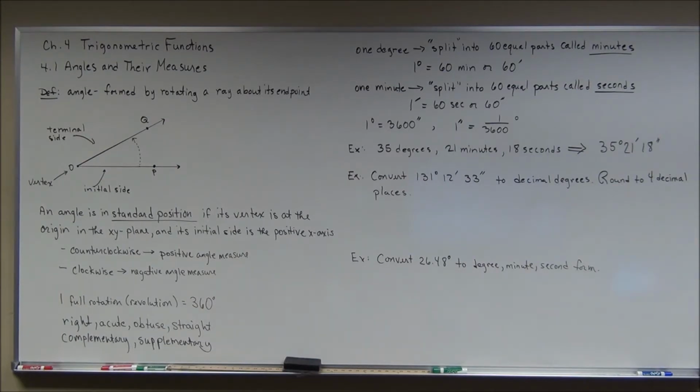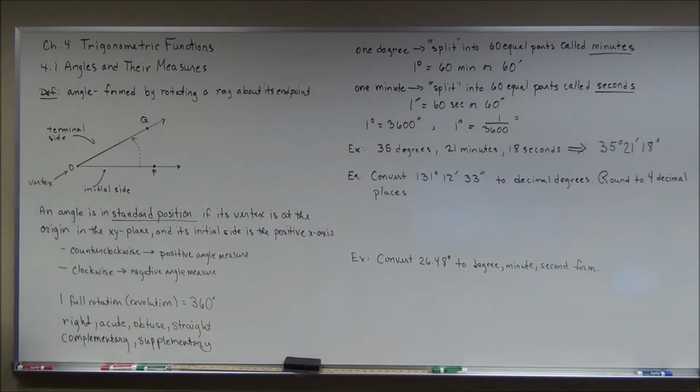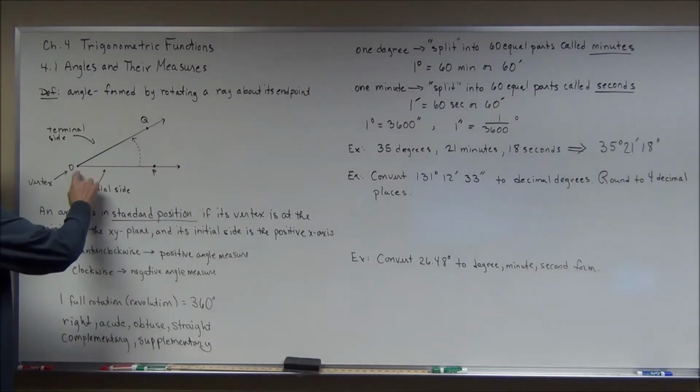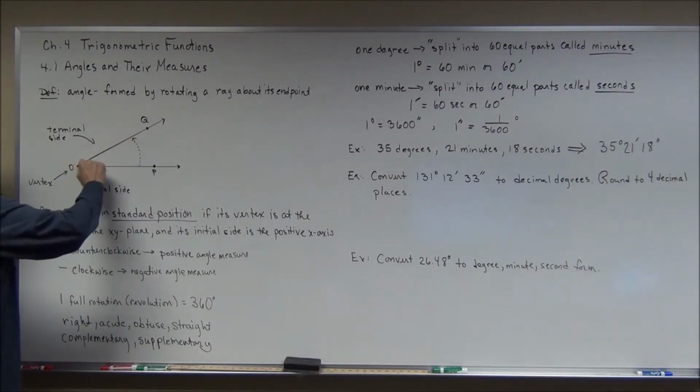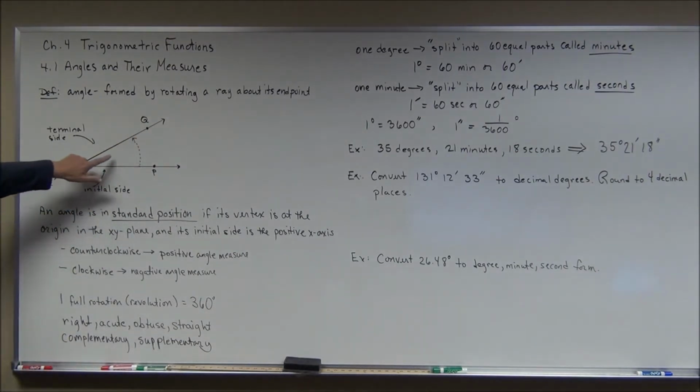We're going to define an angle by a ray that's formed. The angle is formed by taking the ray and rotating it about its endpoint. Now I've got it rotating this way with my little dotted arrow there to show that it's going to have the original or initial side and rotates to the final or terminal side, and you have this angle that's right here that's formed. The vertex, of course, is this common endpoint here.